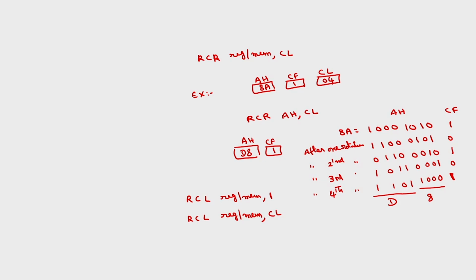And if you want to perform this rotate operation without carry, there are 4 more instructions which will be ROL. They correspond to RCL, there is an instruction called ROL. The same format, register/memory, comma 1. The difference between this RCL and ROL is, in case of ROL, this is A0, A1, A2, so on.